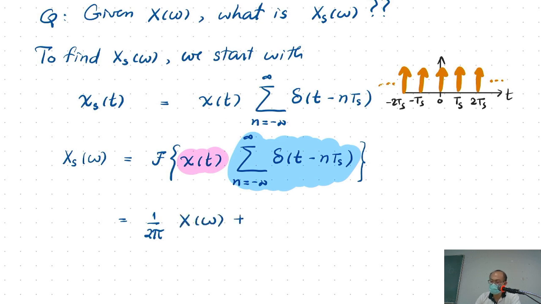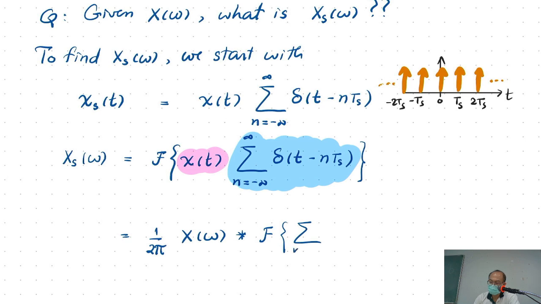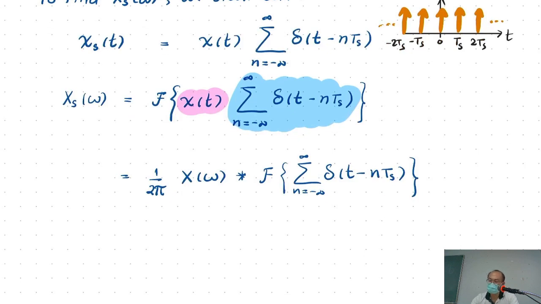Okay, and then convolved with the Fourier transform of the summation, n from minus infinity to infinity, of delta(t minus n Ts). All right. This is from the time multiplication property of the Fourier transform.